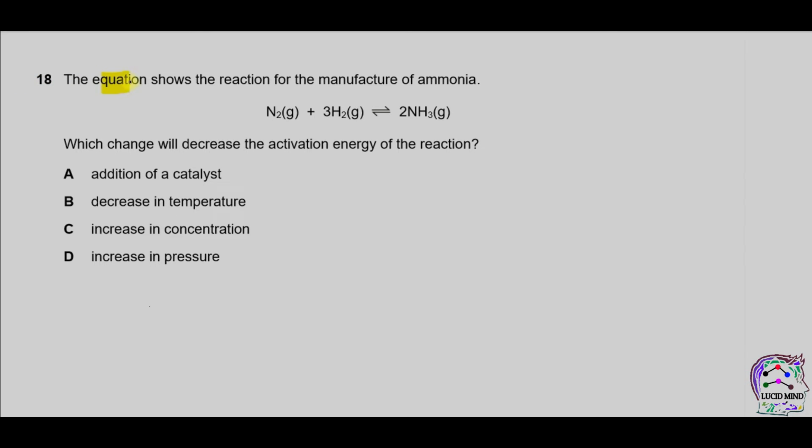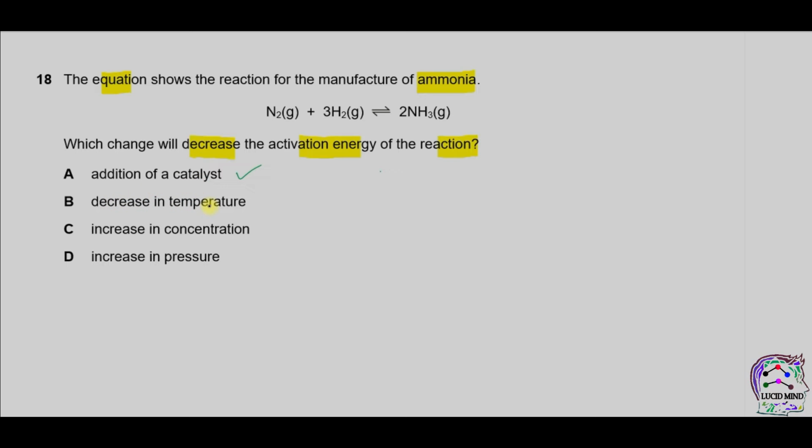Question 18. The equation shows the reaction for the manufacture of ammonia. We have nitrogen gas that reacts with hydrogen gas to form ammonia gas. Which change will decrease the activation energy of the reaction? Part A, addition of a catalyst. Now this is true because a catalyst decreases the activation energy of the reaction and now the reaction will become faster. So option A is correct.